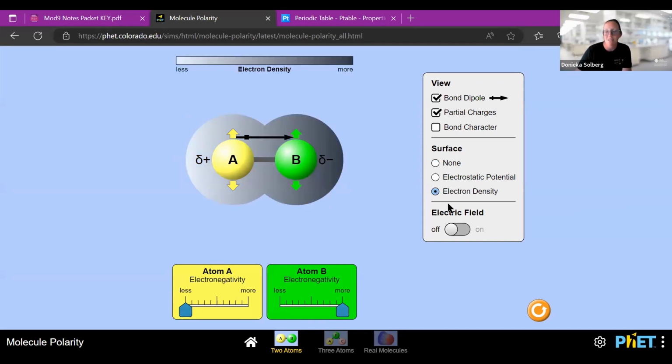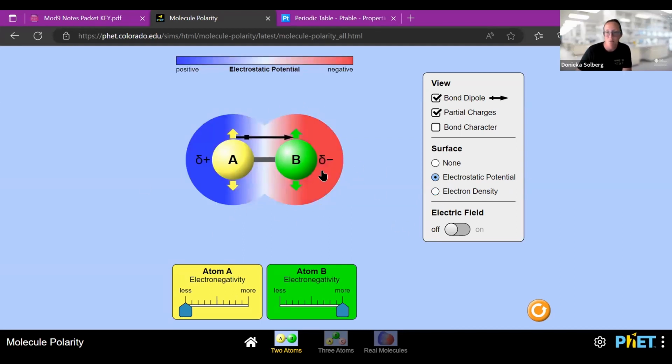I like this electron density here because it shows you that the electrons are hogged over here. They stay more over here. Electrostatic potential is kind of the same thing where the negative and the positive are.